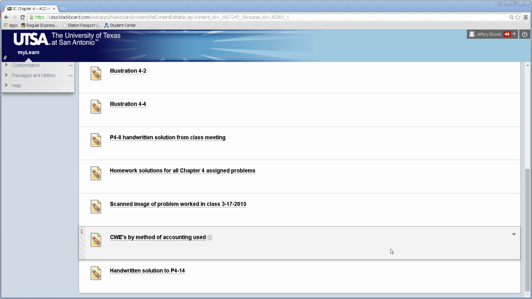This is a discussion of problem 4-14. The handwritten solution to problem 4-14 that I'm going to be discussing is posted on Blackboard. It's under the Jeter Chapter 4 content folder under the URL handwritten solution to P4-14.